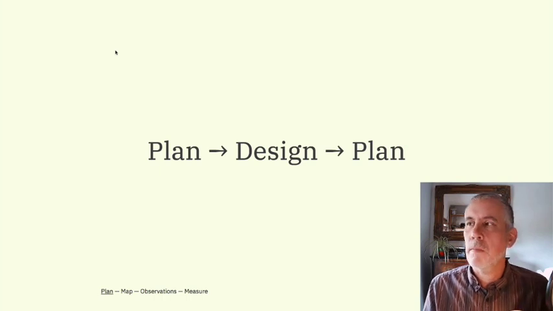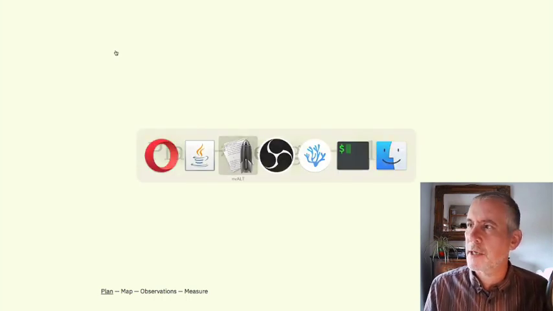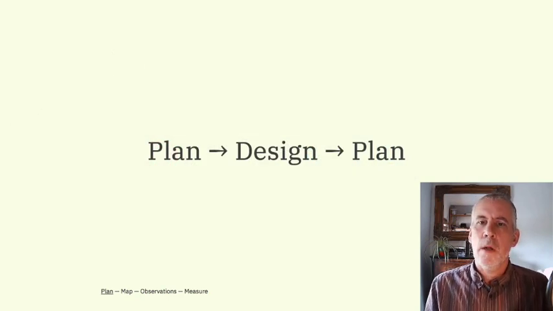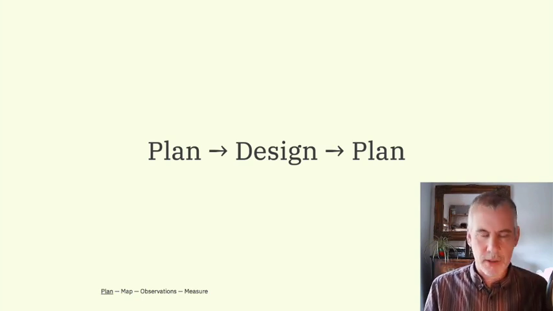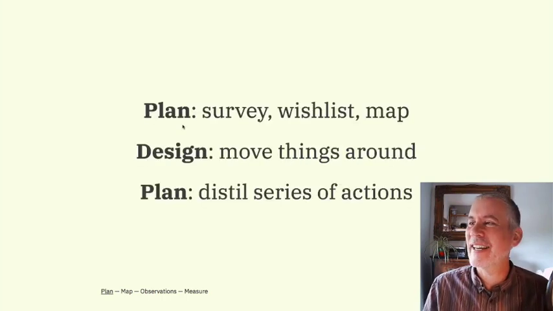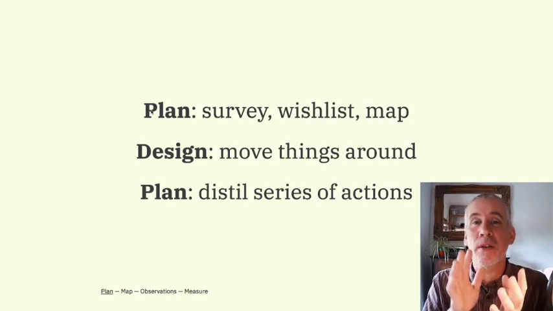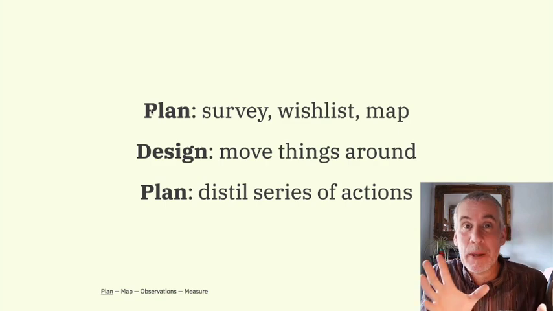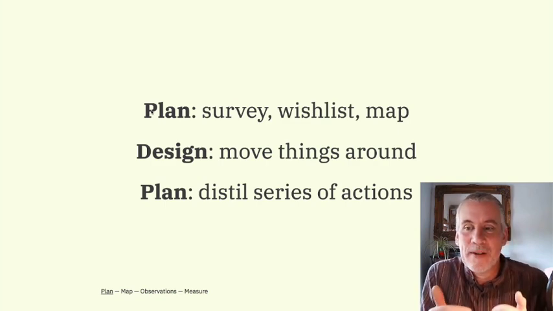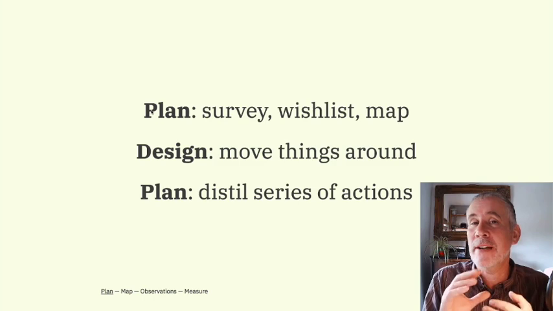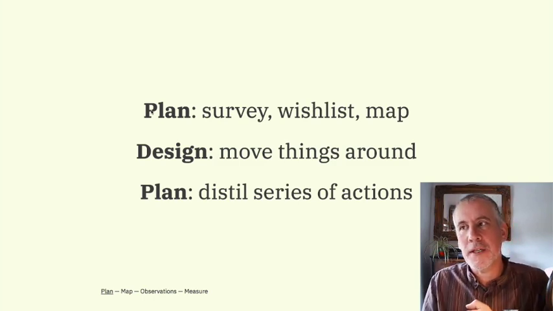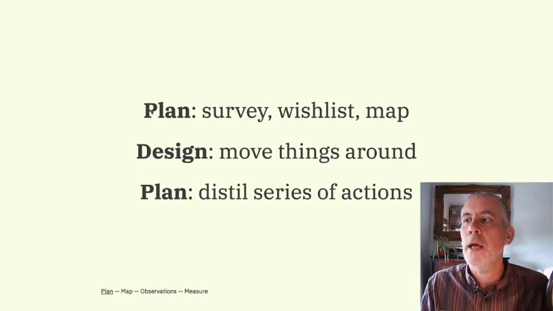So I've broken it down, and again, I'm thinking about rewriting this. Oopsie, that's all my stuff coming up. I've broken it down to plan, design, plan, but possibly it should be plan, design, to-do list or something. Because really the first bit is your surveying, your wish list, and then creating a map. Those are the planning things. This is figuring out what's there and what you want. The design process is moving things around until they're in the right place. And then the other side of that is the other plan, which is why I might change the name of it.